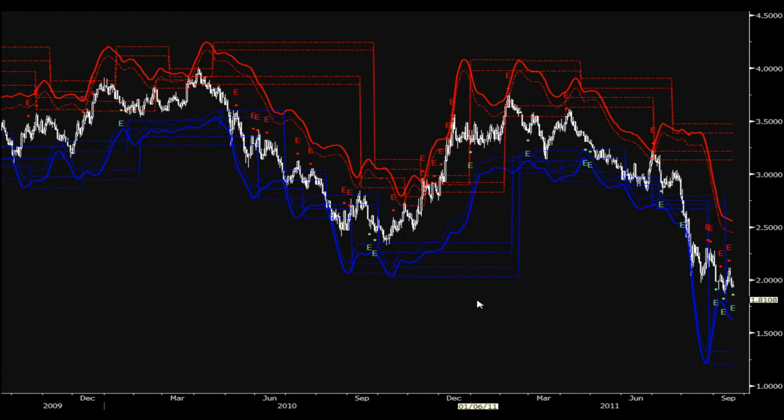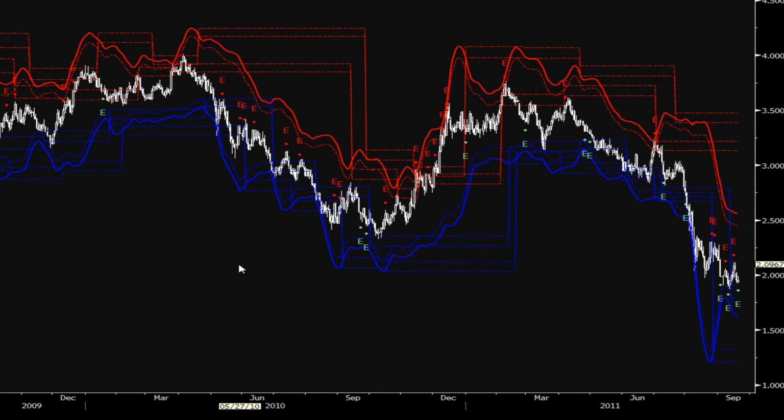In this example, we're going to look at the U.S. government 10-year yields index on the daily time frame. First things first, we're going to show you how to turn on and off the tools within MetaSwing Suite.